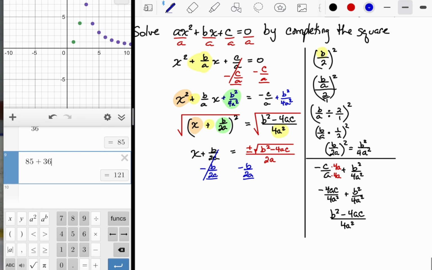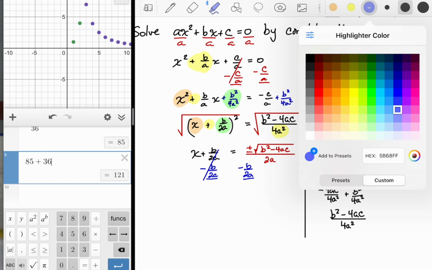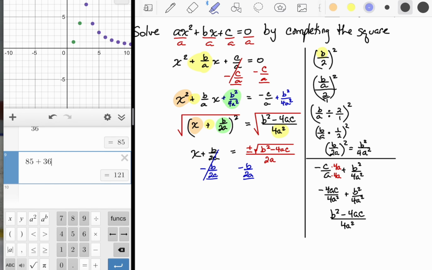Then I'm going to put it all together into one fraction because we have a common denominator. Let's see, I haven't used, no, I've used all these colors. Let me get a fresh new one in here. Oh, the light blue here. Too dark.